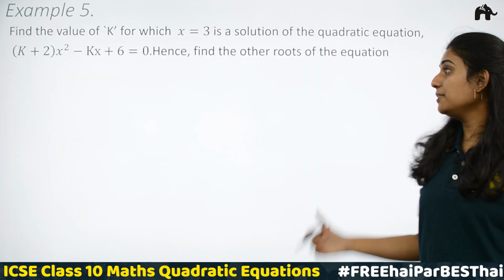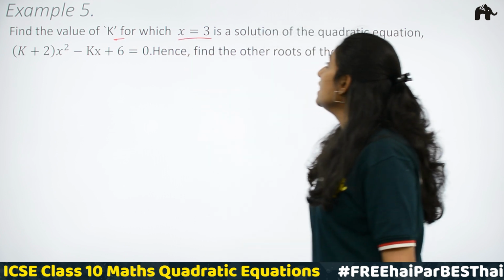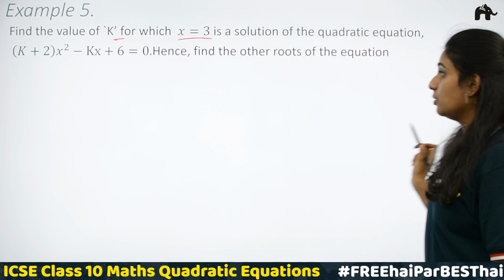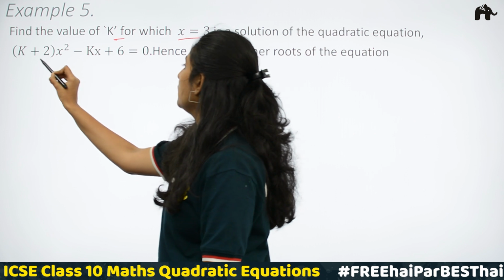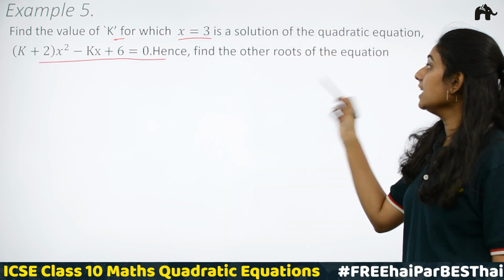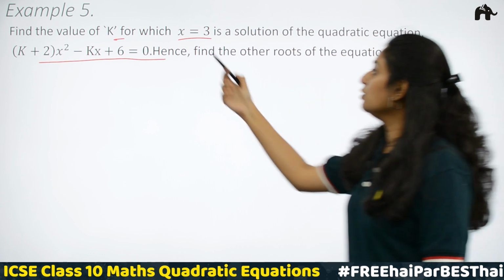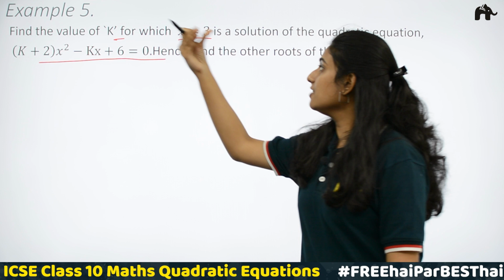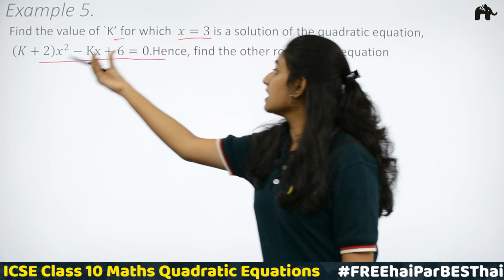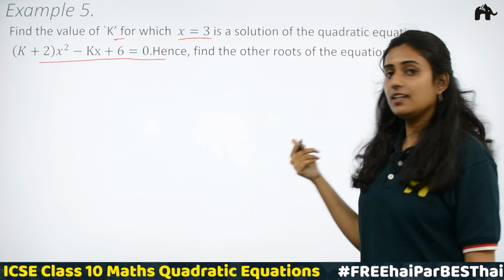Example 5. Find the value of k for which x equals 3 is a solution of the quadratic equation (k plus 2) x squared minus kx plus 6 equals 0. Hence, find the other root of the equation. First, we need to find the value of k. After finding the value of k, we can substitute in the equation and find the remaining root.